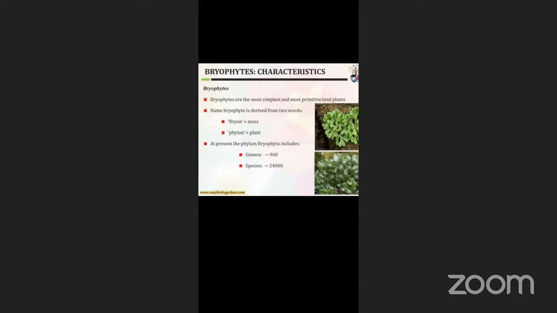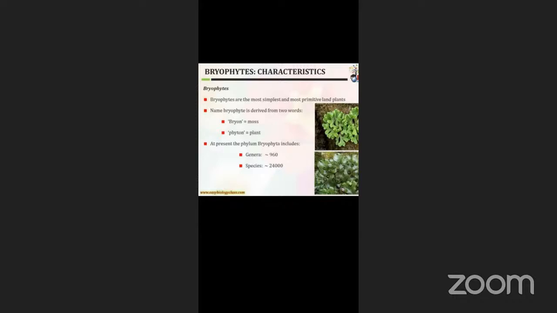So this is the second semester. In this first unit, we discuss the general characters of bryophytes. Okay. So, what is bryophytes? Bryophytes are the first land plants. Primitive land plants are first. The structure of the thallus is most simple, and they are called the first land plants.